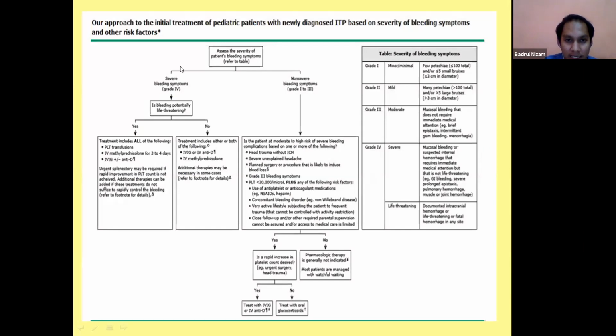Okay, so this is the algorithm according to UpToDate. We classify the severity of bleeding into severe or non-severe, and then we assess the risk factors of severe bleeding in the case of grade 1 to grade 3 bleeding, and then we decide whether to give treatment or not. So if you are interested in this, you can view this later.